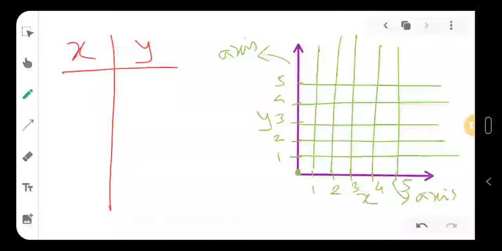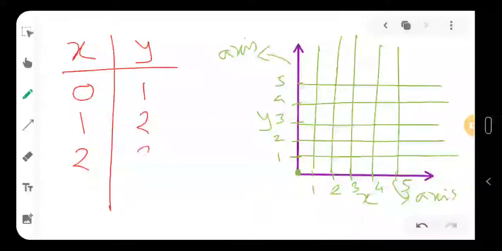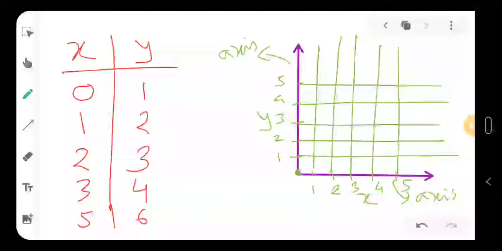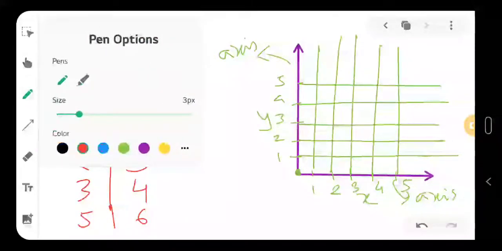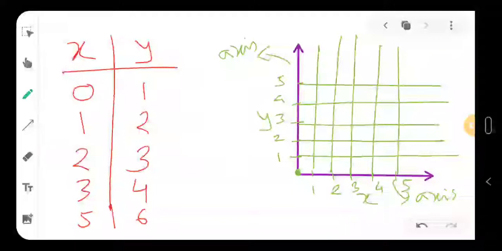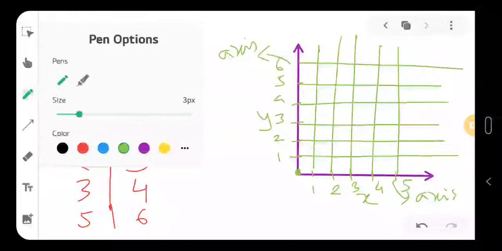So if I just say that x is 0, y is 1, then x is 1, y is 2, x is 2, y is 3. So we have to, let's say, draw more, like 3, 4 and 5, 6. Let's say this data is given to you and you are asked to draw this data on your graph. Okay, so let me extend one more line because it will be needed. Y 6. Okay, so now how to draw this?